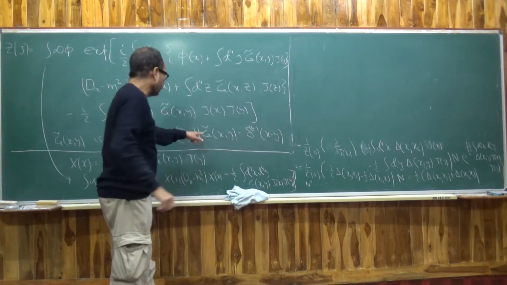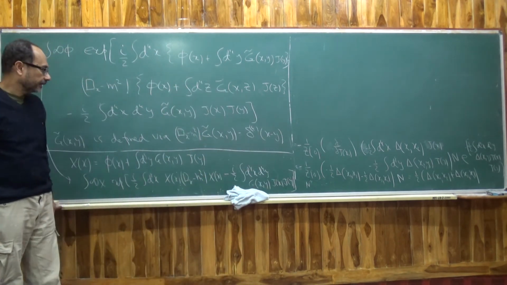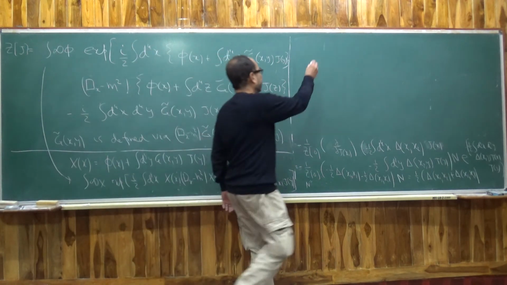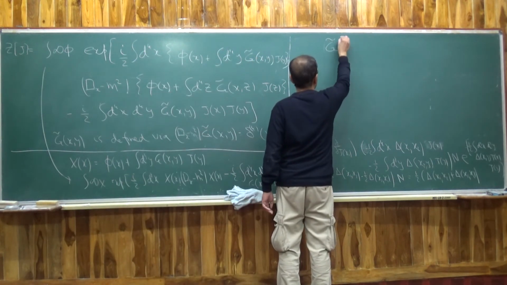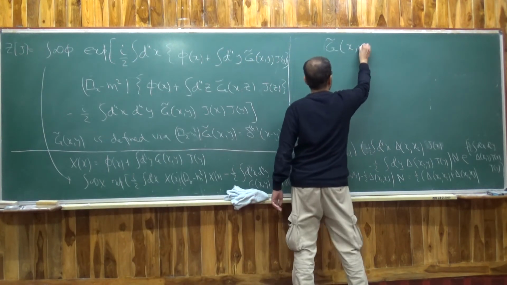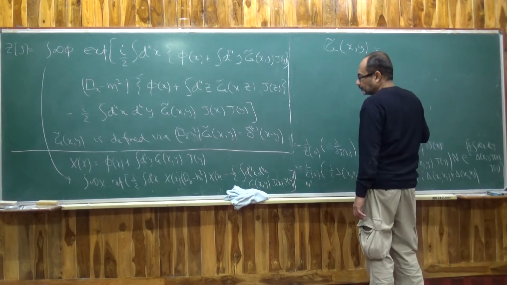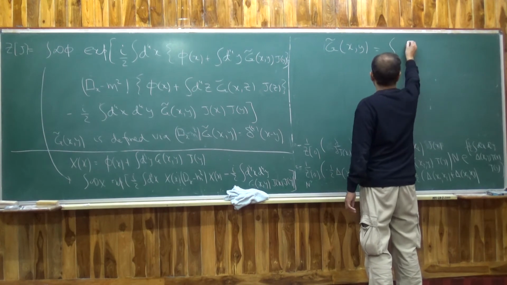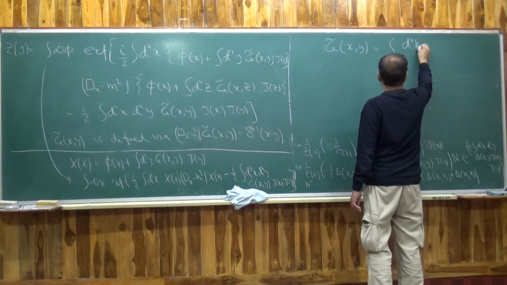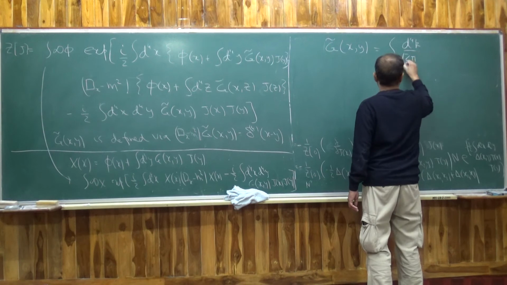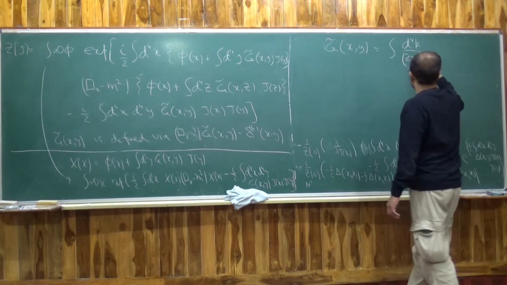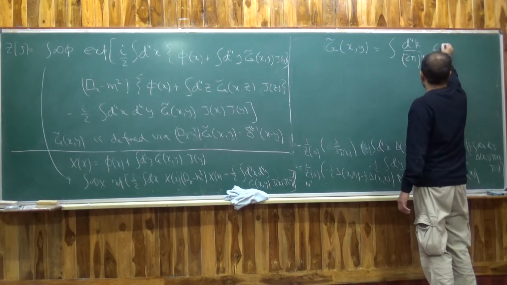So let's try to now solve this. We'll solve this by going to the Fourier space. So we'll take G tilde xy as integral d4k over (2 pi)^4 of some function of k.